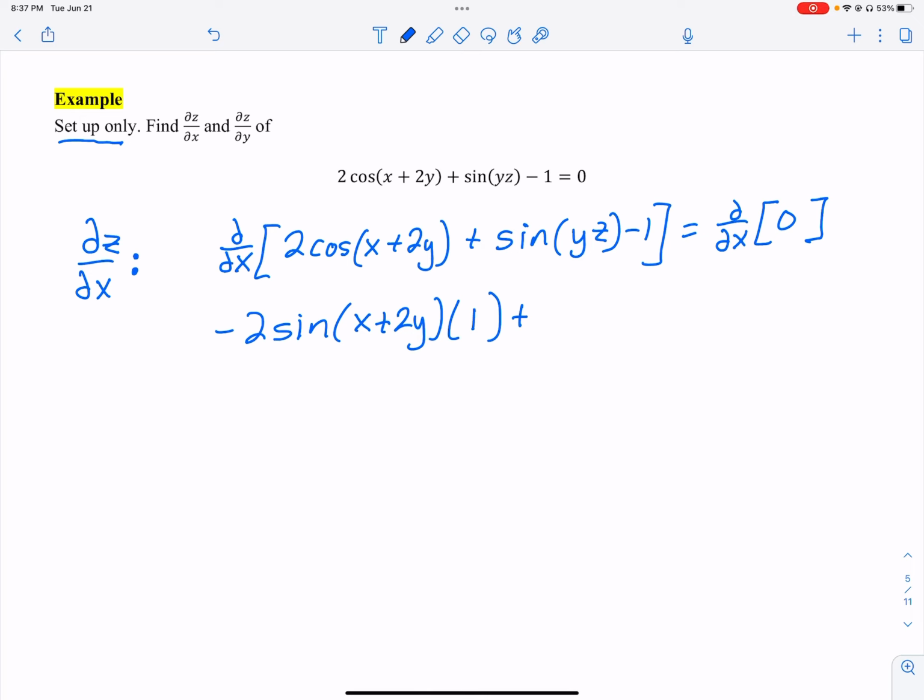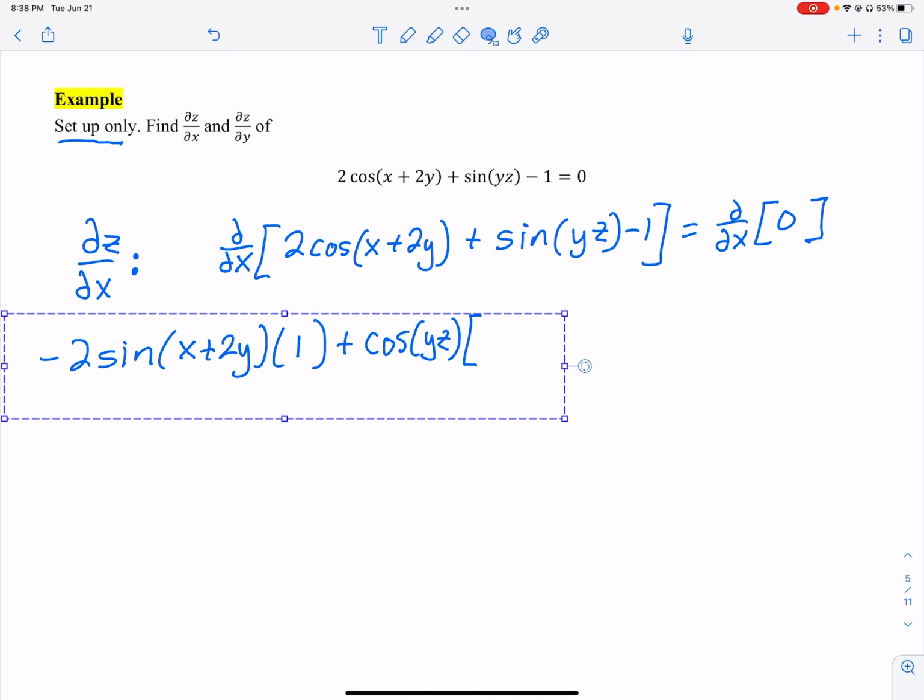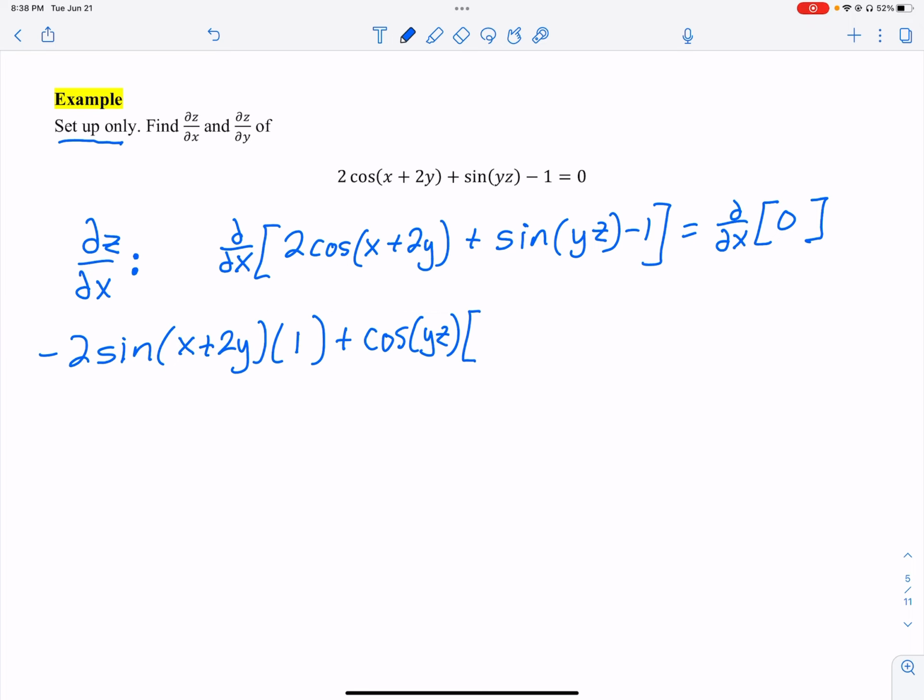Plus, I have to do a product rule there because of the yz. So we get cosine yz, and then it's going to be times, let me scoot this whole expression over because I'm going to need some more room. So we have the product rule: the derivative with respect to x of y times z, plus y times the partial with respect to x of z. And then that last thing is gone, and we get 0.